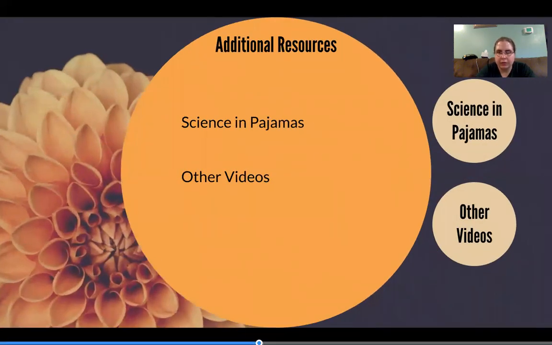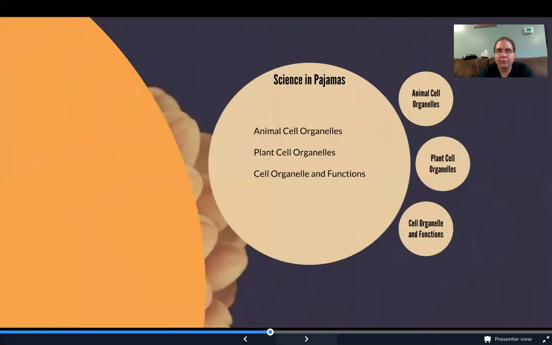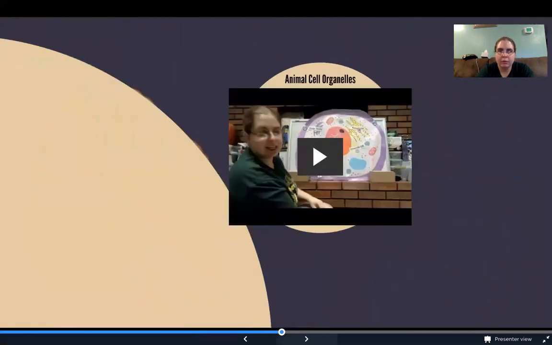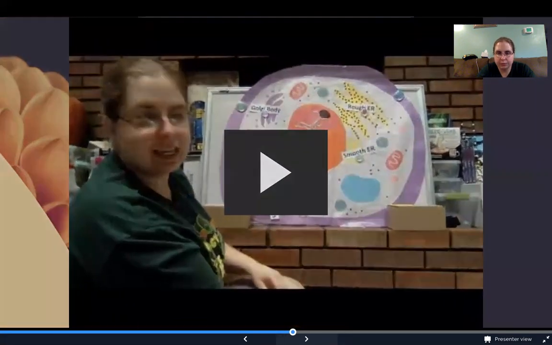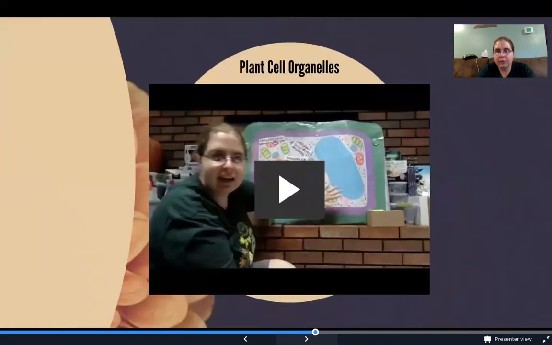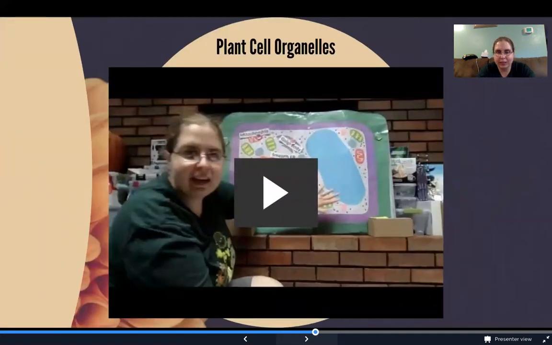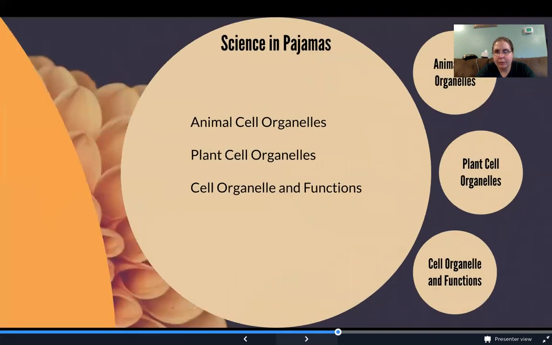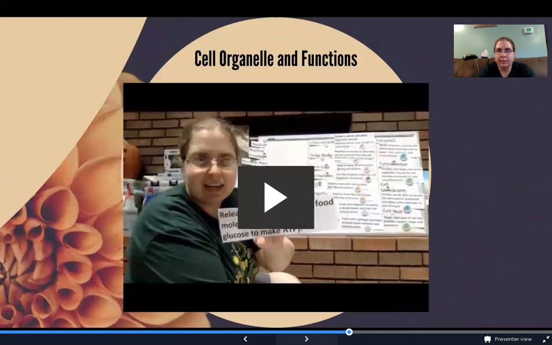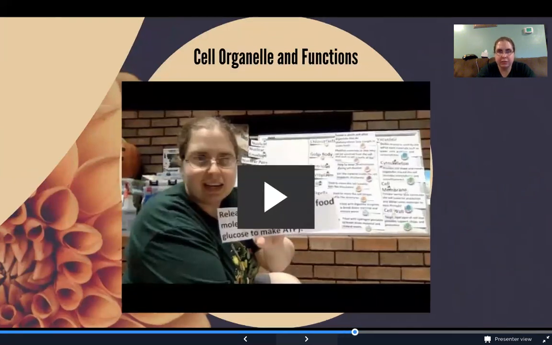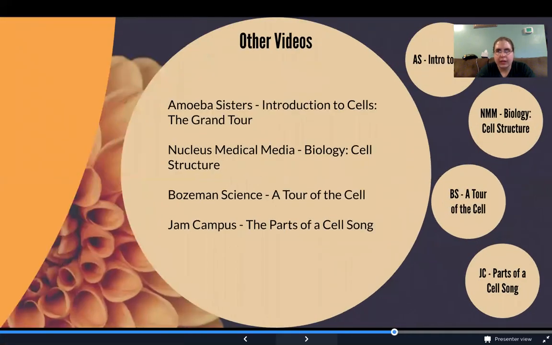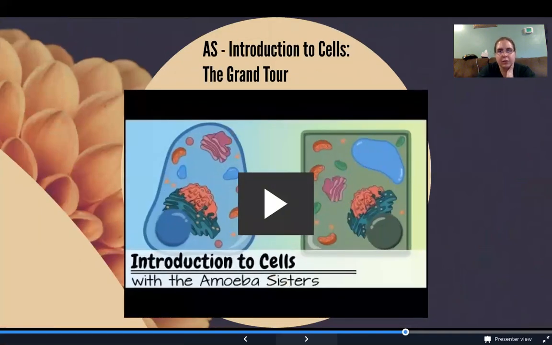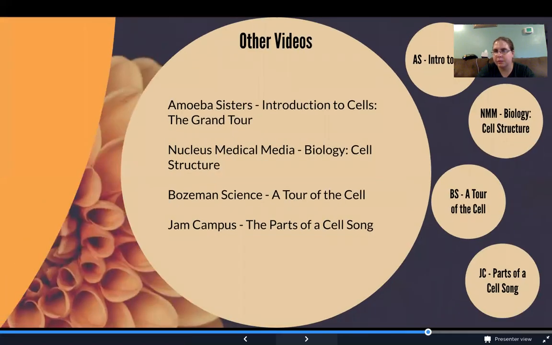So now we have our additional resources. We have a few Science in Pajamas videos. We have one where we go over the parts and label the parts of an animal cell. We have one where we do the same thing, but with a plant cell this time. So we label all the organelles in the plant cell. And then we also have one where we list the different organelles and match up their functions. In other videos, we have Amoeba Sisters, Introduction to Cells, the Grand Tour. So it's a big overview of cells. Good information. I love the Amoeba Sisters.